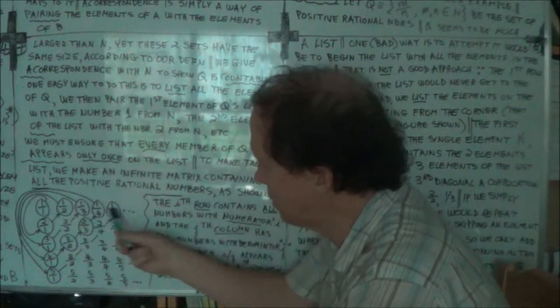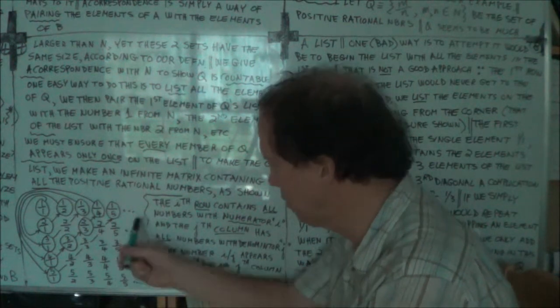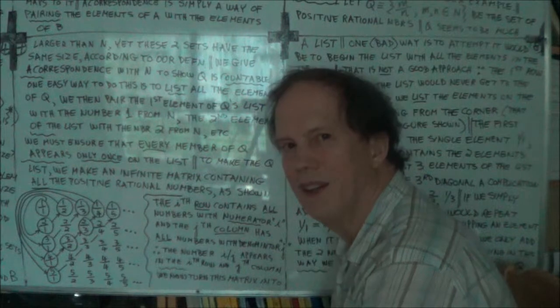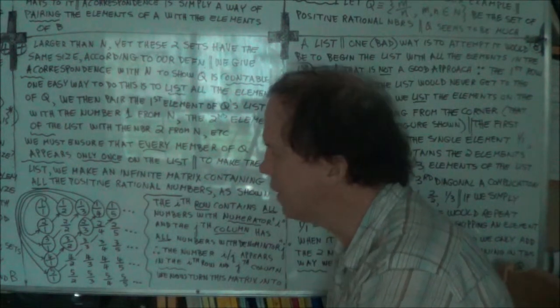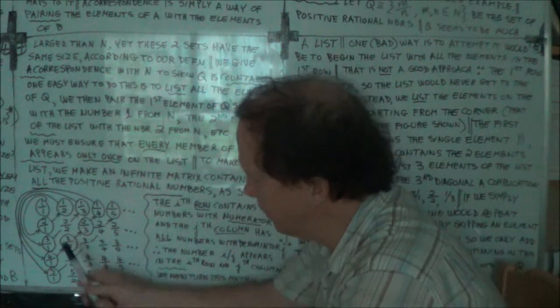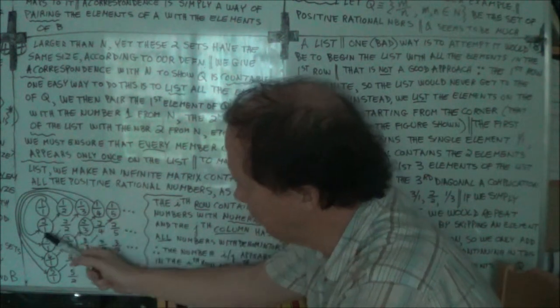Well, this top row, first row, it's infinite, right? Dot dot dot goes on forever. So you'd never get round to listing the second one. So that doesn't work. So what you do is you start here, and then we'll just follow the arrows.